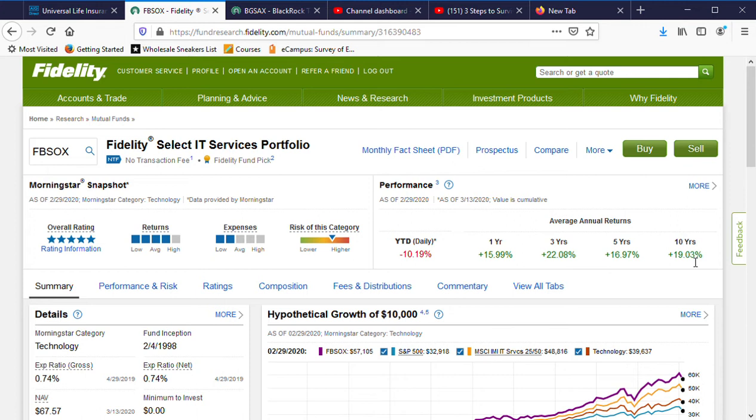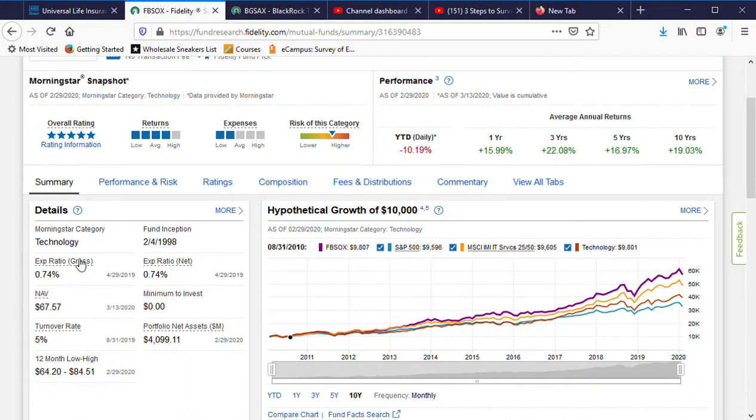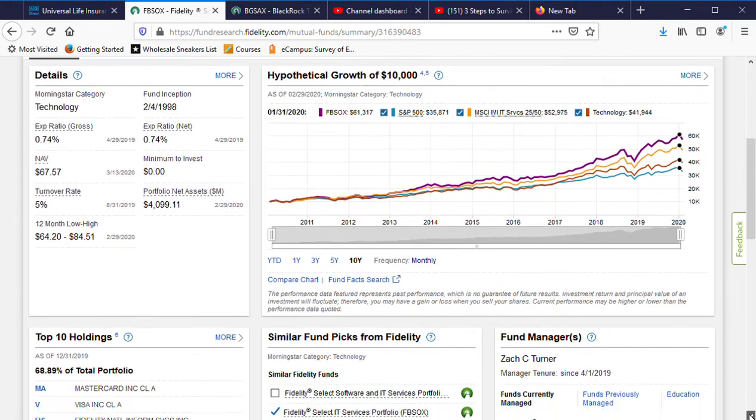Again, this one in 10 years is 19.03%. They've been on the market since 1998. It's a technology field. The expense ratio is 0.74%. Minimum to invest is 0. So you can put $20 in this one also. And again, it is beating the S&P 500. So that's what we want. We want it to beat the S&P 500.